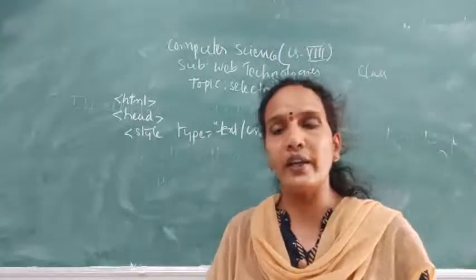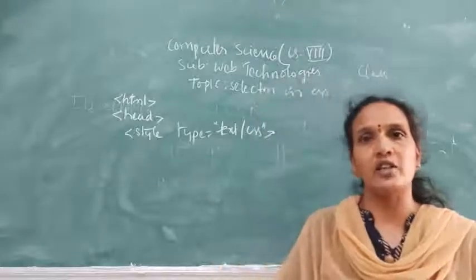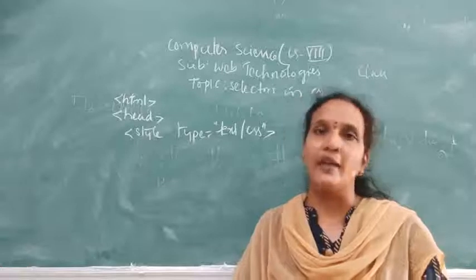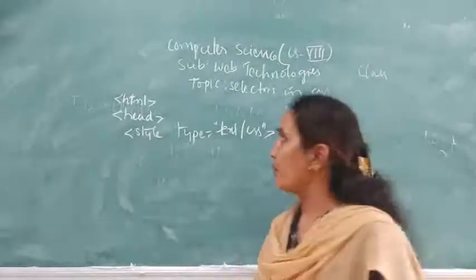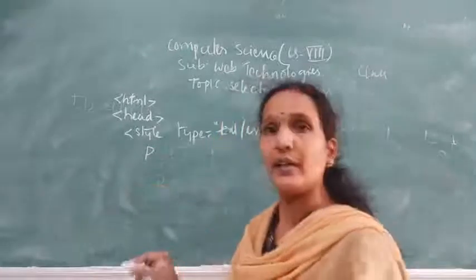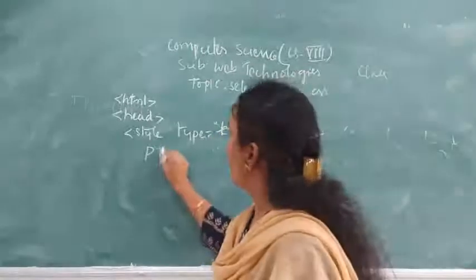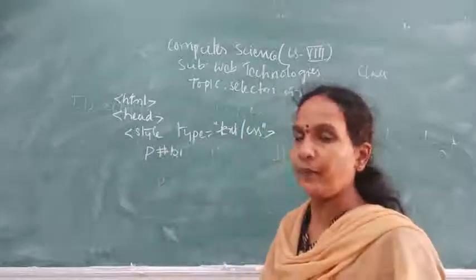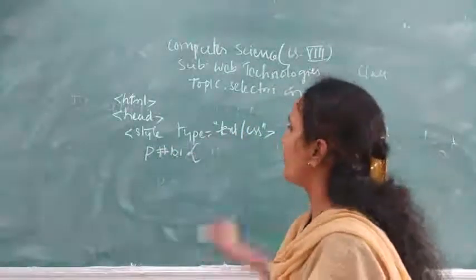If you are including CSS code inside the HTML by using the style tag, then that type of style sheet is called embedded style sheets. Now here I am creating a paragraph. I am creating a unique style for a paragraph. Paragraph hash B1. This is an ID name. Now, what style do you want for a paragraph?